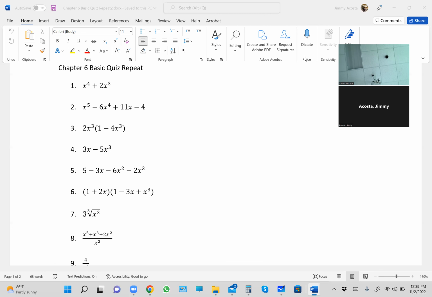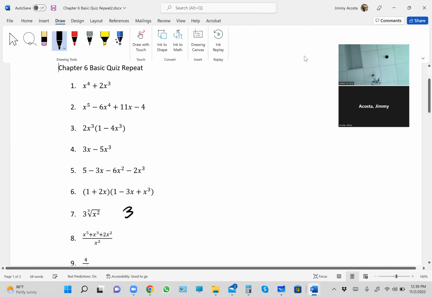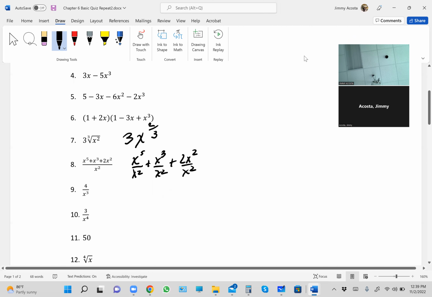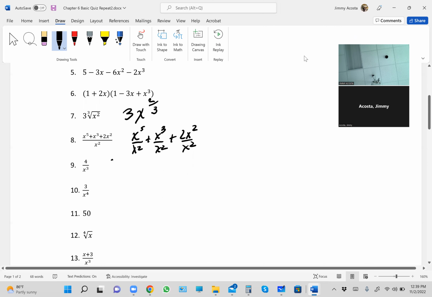Number seven, you have to rewrite it as 3x to the 2/3. And now you can do the derivative. For number eight, maybe you should realize that this is x to the fifth over x squared plus x to the third divided by x squared plus 2x squared divided by x squared. And then you simplify that and then you do the derivative, right? And then you realize number nine is 4x to the negative third and then you do the derivative.